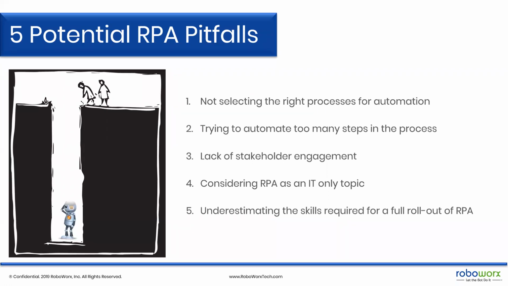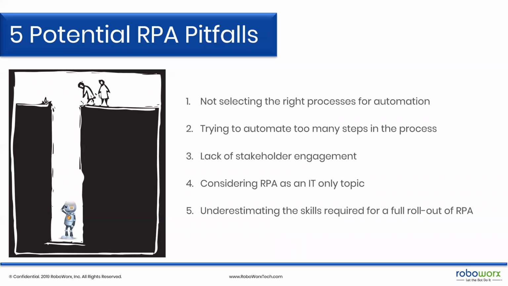Secondly is trying to automate too many steps. So again, in the accounts payable example, there aren't that many steps involved. It isn't very complicated. If you have 20, 30, 40, 50, 60 steps, it can become too complex, and you might want to look at 2 different robots or 3 different robots. But it's almost like biting off more than you can chew while you're getting started.